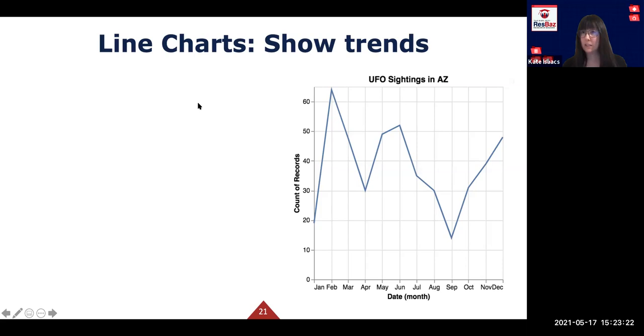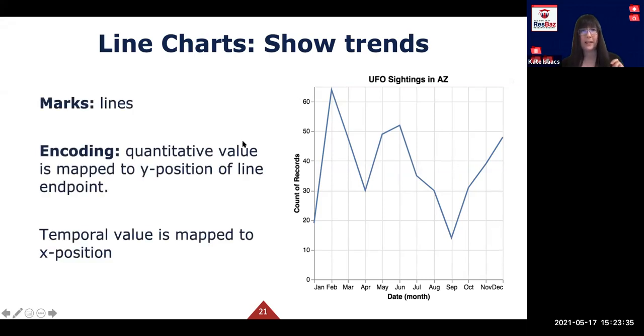Line charts are really good for showing trends. One thing that people sometimes do, though, is add lines to charts where things are not actually connected in a trend way. So try to avoid doing that. All right. So we have this temporal value mapped to the X position, and we have the quantitative value mapped to the Y position, and these affect our line endpoints.